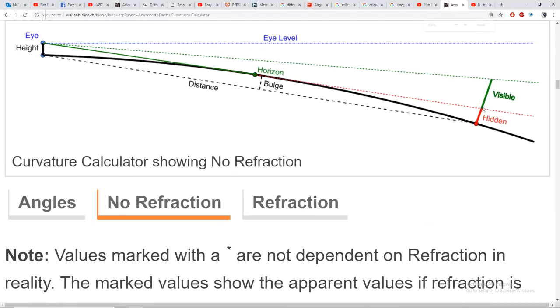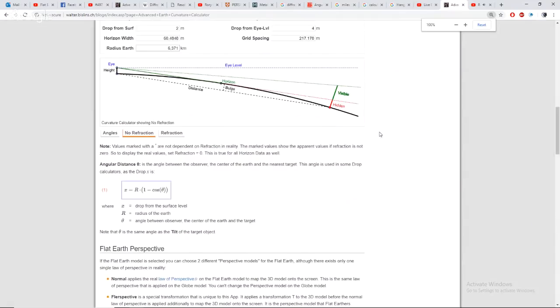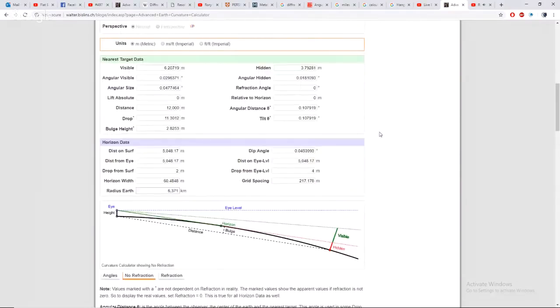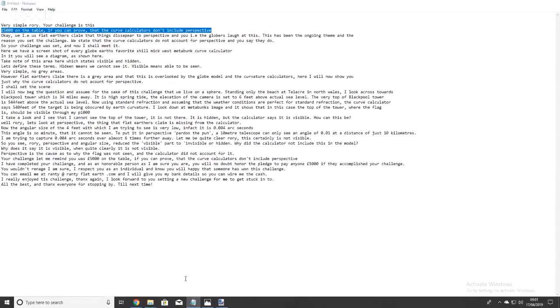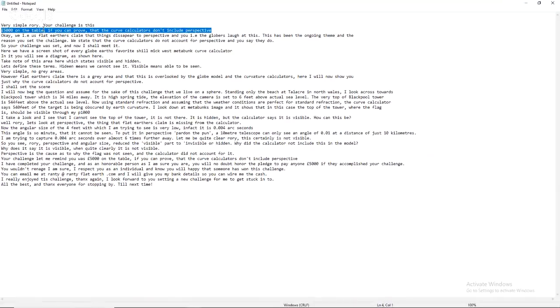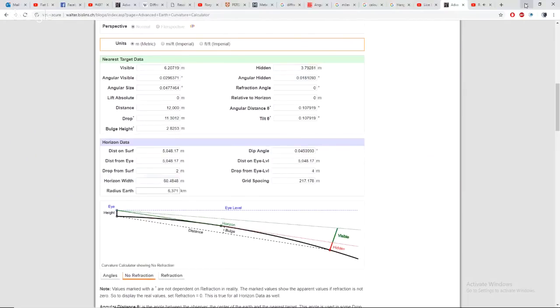So when he set the challenge, and his challenge was very, very clear, and I'll quote, because I've got it written down here: £5,000 on the table if you can prove that the curve calculators don't include perspective, right? That was the challenge. Very concise, very to the point.